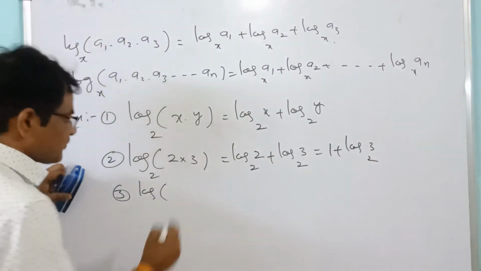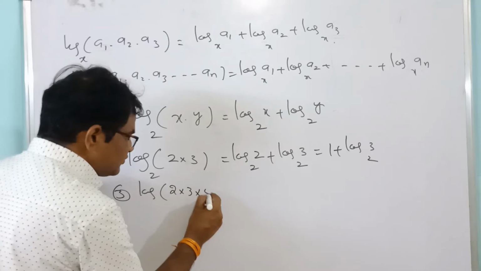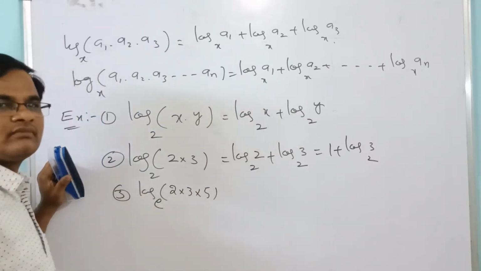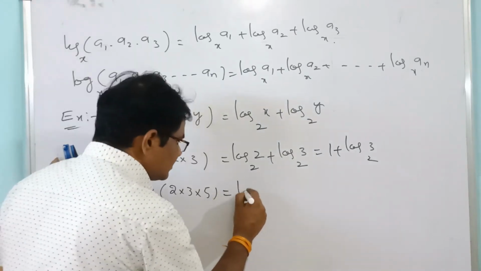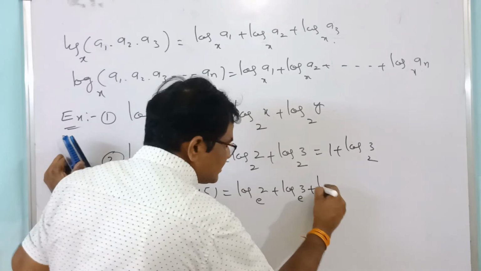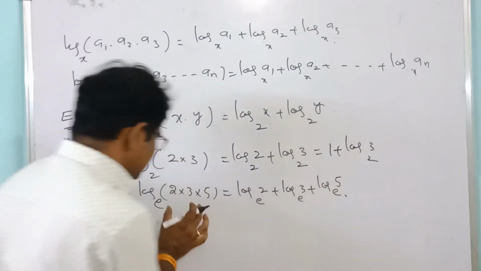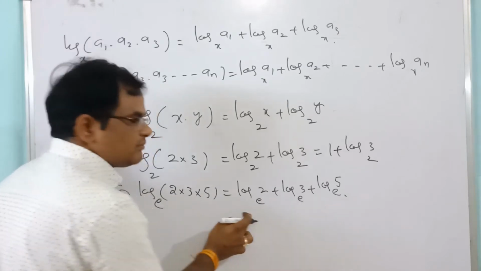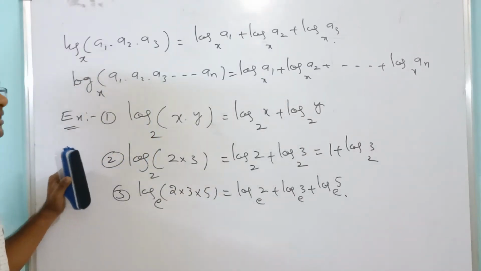Next, take one more example. Log of 2 into 3 into 5 to the base e. How to write? Log 2 to the base e plus log 3 to the base e plus log 5 to the base e. Here product of three terms. Here what? Sum of the three terms.